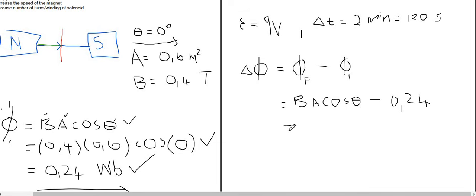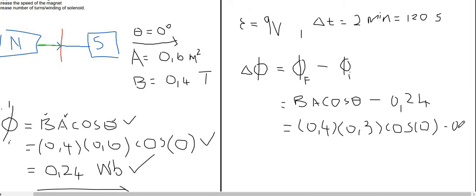And then you say, okay, what has changed is that the magnetic field still remains the same. The only thing that is different in this scenario now is the area, because my area has changed from 0.6 to 0.3. So now I have 0.3 multiplied by the cos of the angle 0. Cos of 0, minus now 0.24.